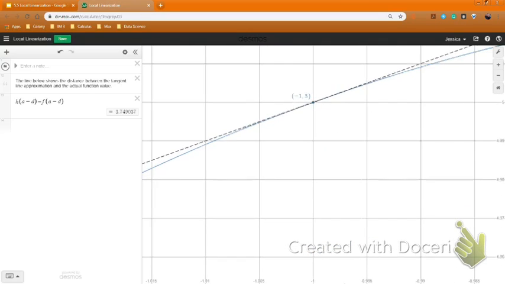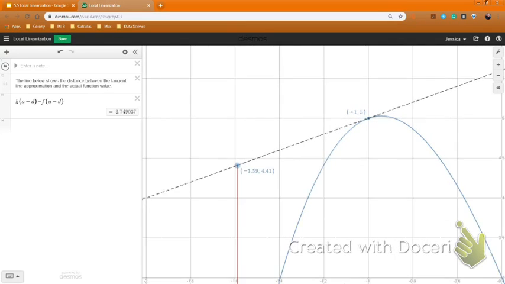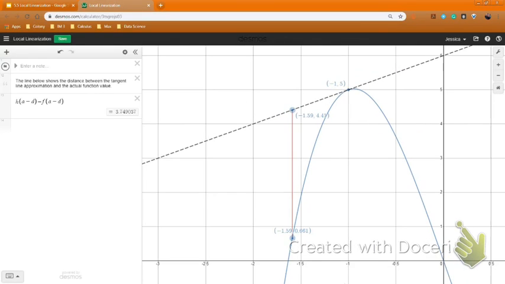So here's what we're going to do. We are going to find the equation of a tangent line. So this black dotted function, for example, is a tangent line. We are going to find the equation of a tangent line, and then we're going to use it to estimate points on a graph.